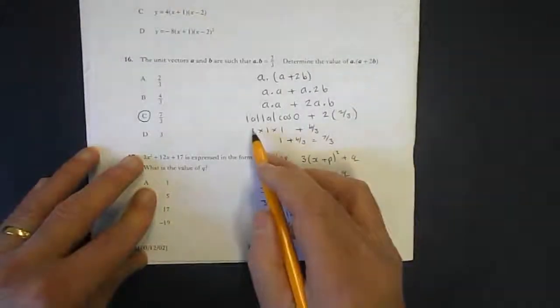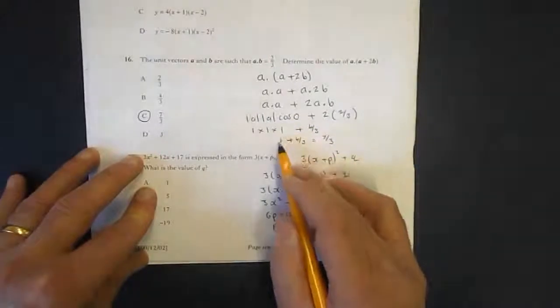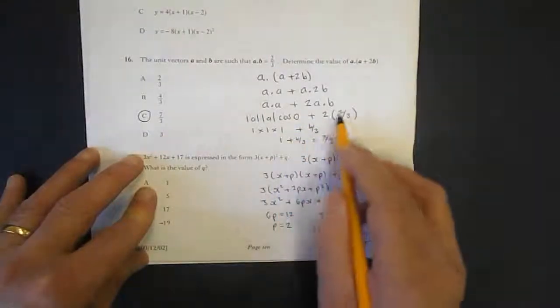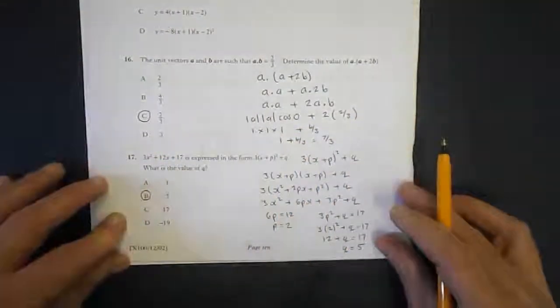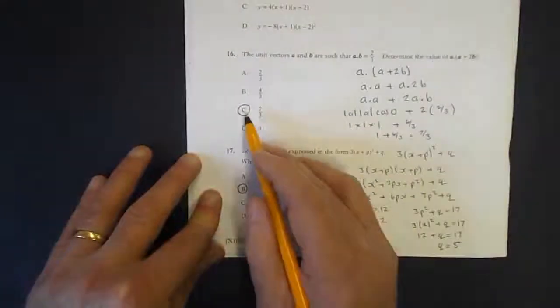Okay, size of a, remember it's a unit vector, 1 times 1, cos of 0 is 1, this is going to give you 1 here. 2 times 2/3 gives you 4/3. 1 and 4/3 is 7/3, choice C.